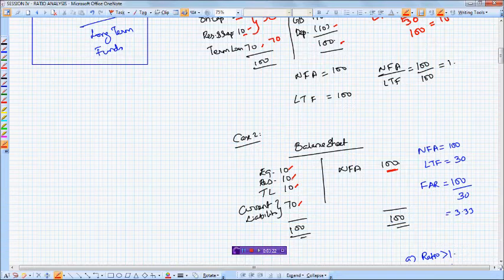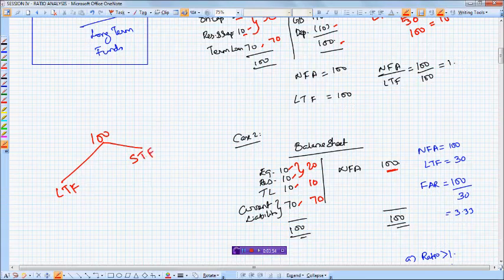So here, what is the understanding required? 100 rupees is the asset created, out of which 10 plus 10, 20 rupees is coming from shareholders. 10 rupees is coming from long-term funds in the form of term loan, and another 70 rupees is coming from current liability. So what is the understanding required here? In this case, this 100 rupees of asset was funded by two sources. One is long-term fund, the other one is short-term fund. In long-term fund, 20 rupees from equity shareholders and 10 rupees from term loan. And short-term funds, current liabilities, 70 rupees.